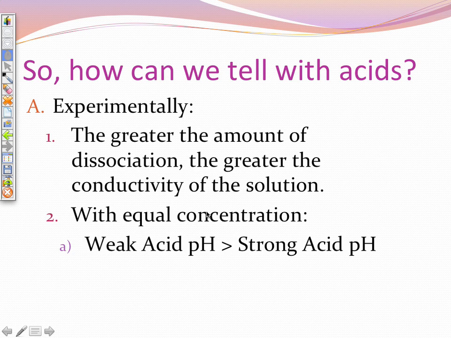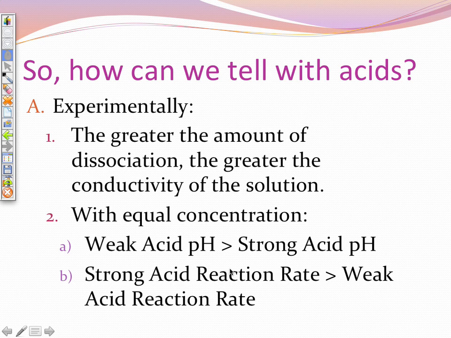With equal concentrations, the pH of a weak acid is going to be greater than the pH of a strong acid. So that means closer to 7, further away from 7. And a strong acid is going to have a higher reaction rate or a faster reaction rate than a weak acid with that same thing.